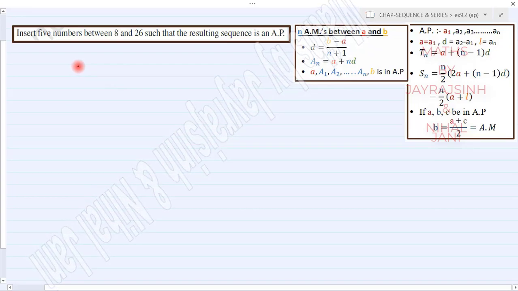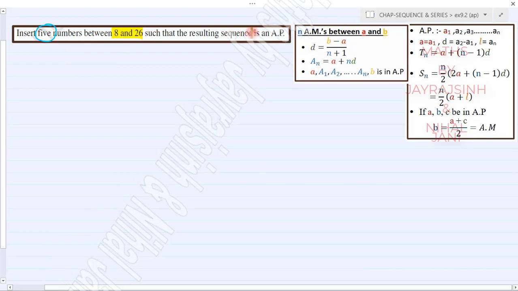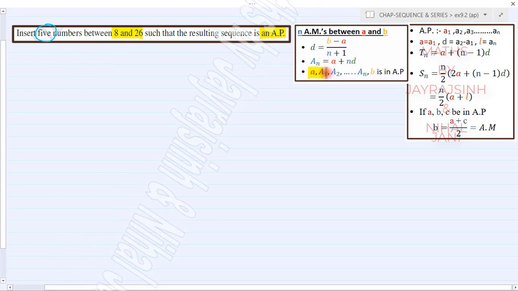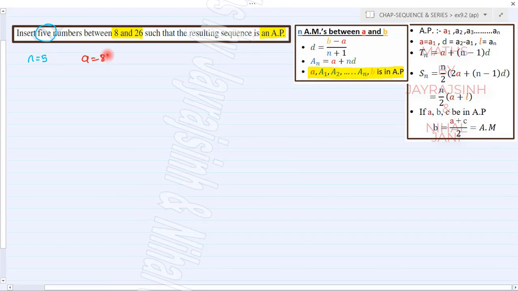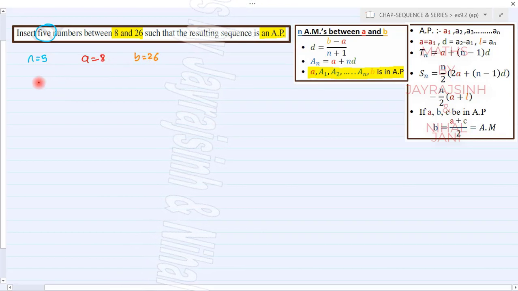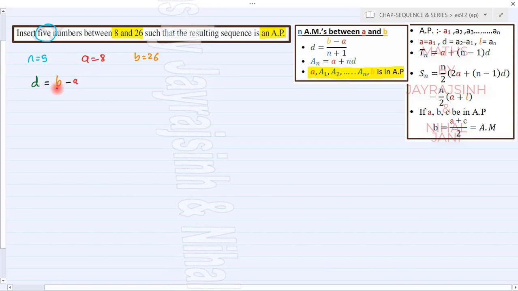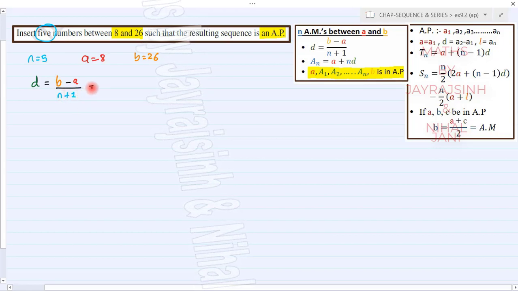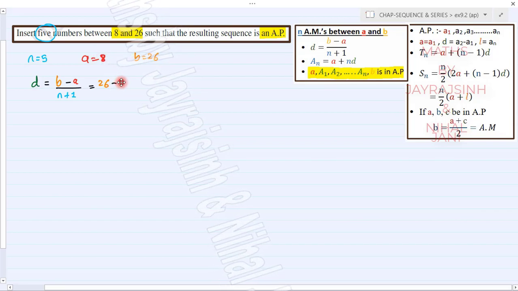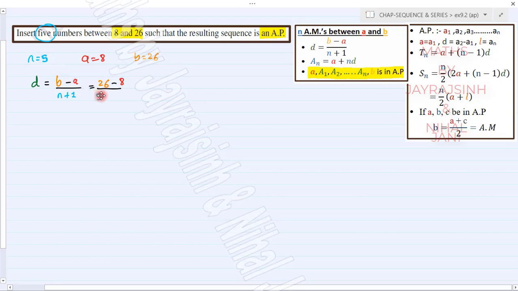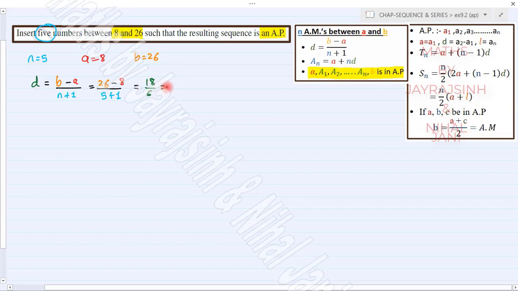In this question, we have to insert 5 numbers between 8 and 26 such that the resultant sequence is in AP. That means we have to find 5 arithmetic means between 8 and 26. So first of all, we have to find the common difference between them, which should be b minus a upon n plus 1, where b is 26, a is 8, and your n is 5. So we will get common difference is equal to 18 by 6, or we can say 3.